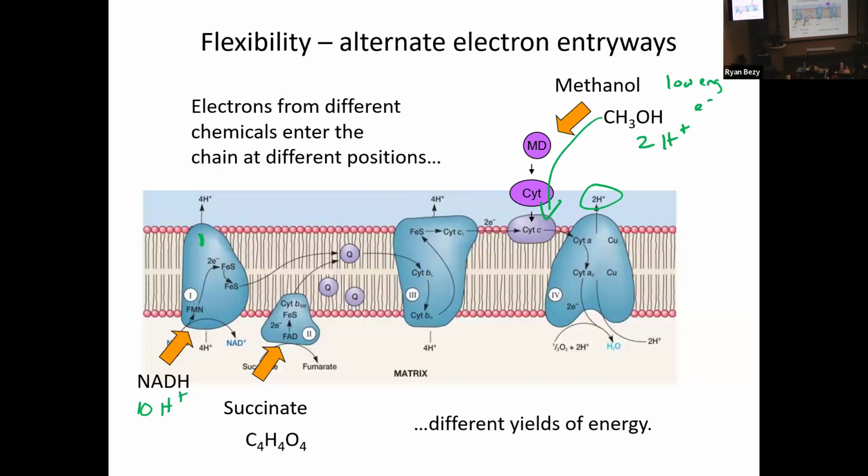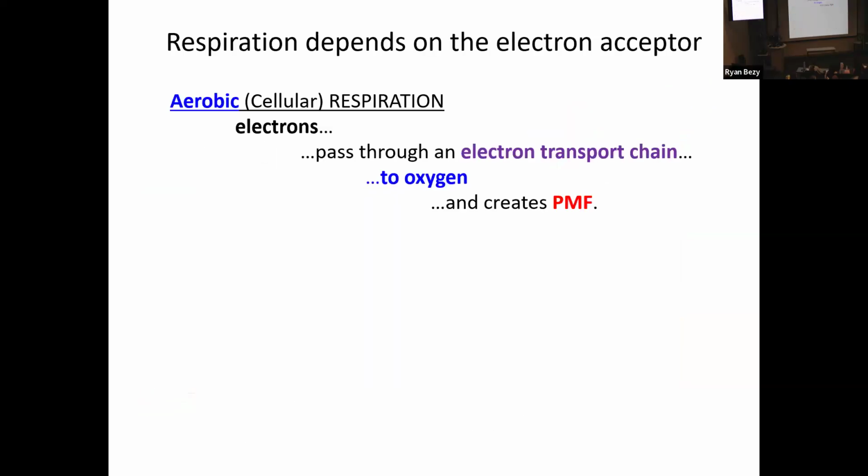The other thing is these are flexible pathways. It's also flexible in the exit. So respiration can also have different electron acceptors, sometimes referred to as terminal electron acceptors. What accepts the electrons at the end of the electron transport chain?